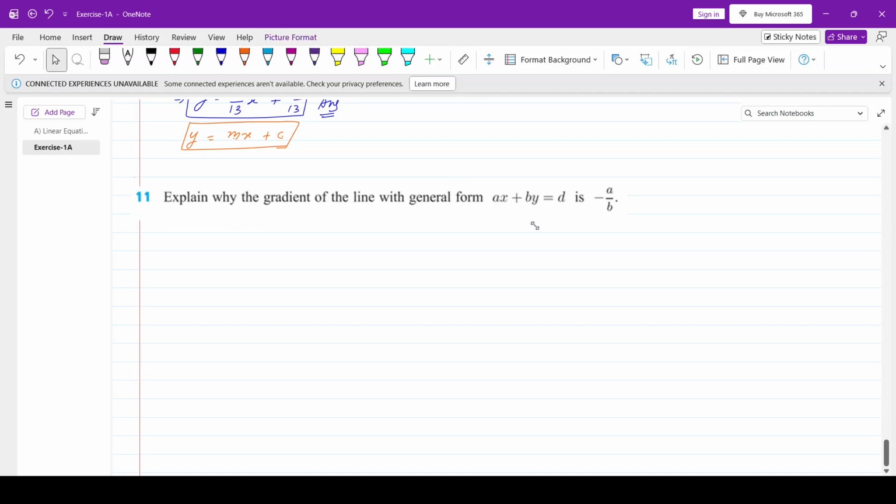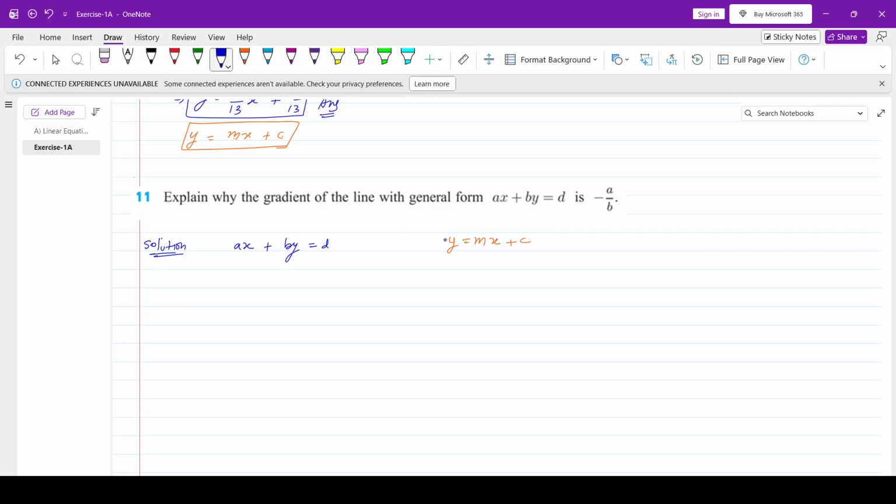Question number 11 says, explain why the gradient of the line with general form ax plus by is equal to d is minus a by b. So this is a good question. Let's first write the question: ax plus by is equal to d. Now what we are supposed to do is bring this equation in the form y is equal to mx plus c. How can we do it?